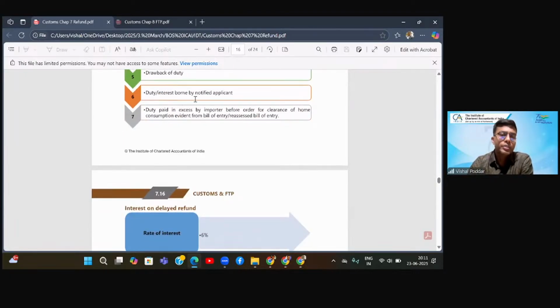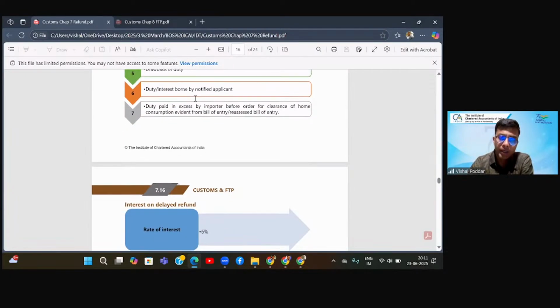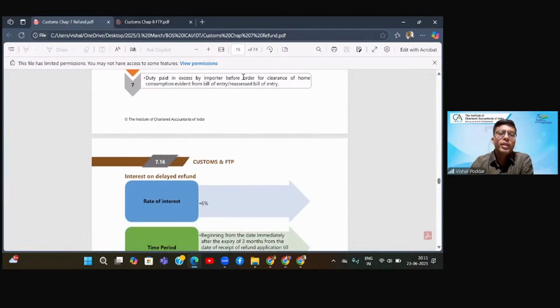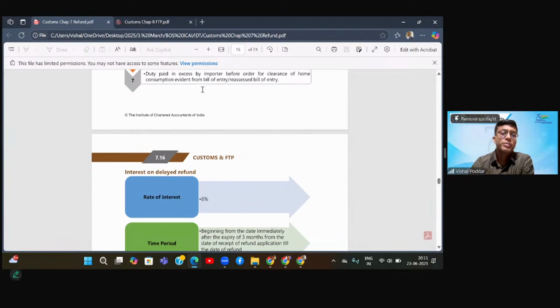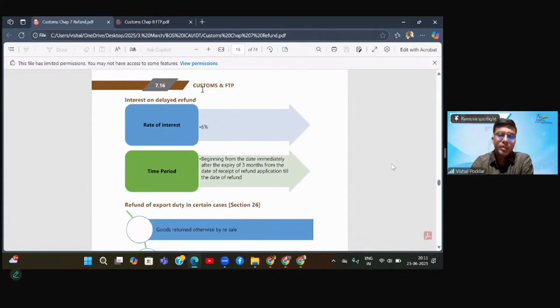Duty interest, which is borne by some notified applicant, and duty paid in excess by importer before order for clearance of home consumption is passed. This generally happens wherever there is remission on account of pilferage, etc. In such cases, when you find that at the time of removal, there is some shortage in quantity which is due to pilferage, you can ask for refund there itself.